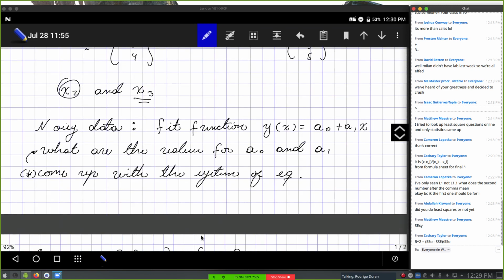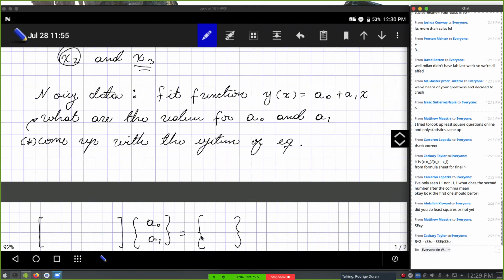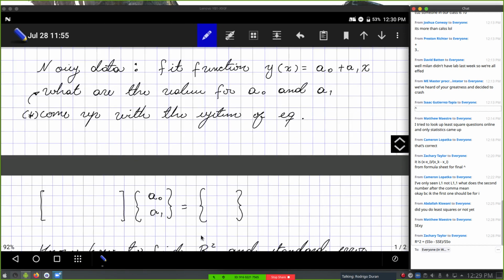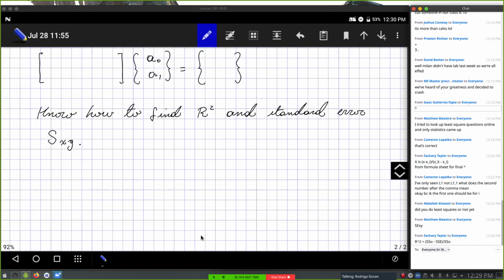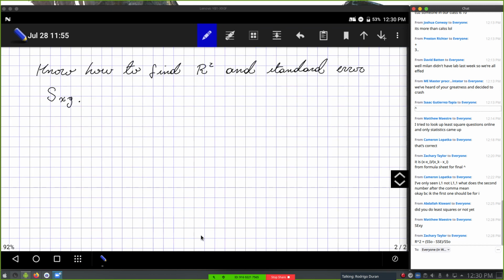And once you get to the noisy data, make sure you know how to find the fit function and how to solve for those coefficients, a sub 0 and a sub 1, and also how to come up with a system of equations. And then you have to find the r square and the standard error. That will be everything for section 1. So that moves us to section 2.